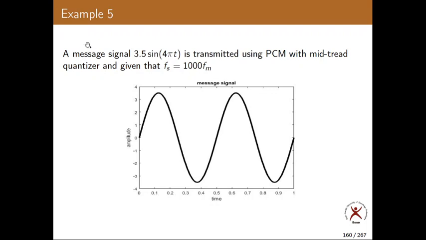Now I am taking one more example. Here I am transmitting 3.5 sin 4 pi t using PCM with a mid-tread quantizer. I told you already it is another type of uniform quantizer. So what is happening here? This is a message signal having a maximum of 3.5, not 4.